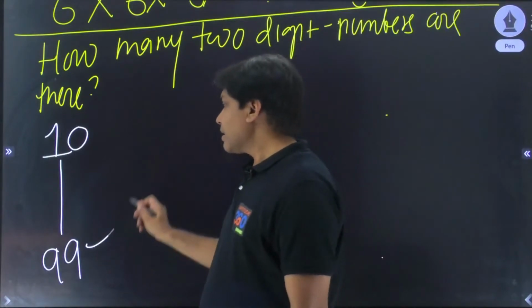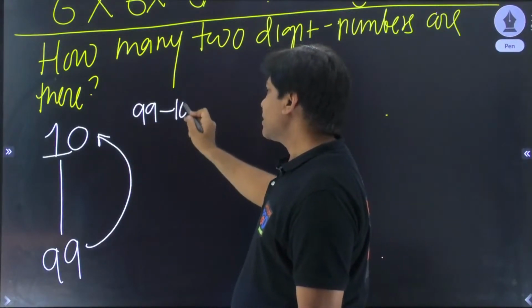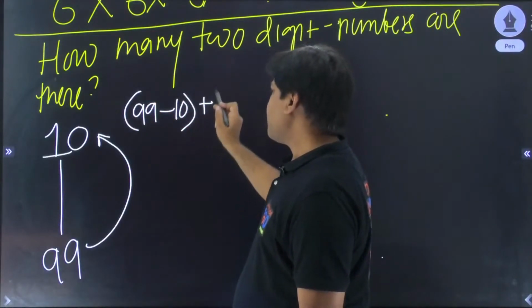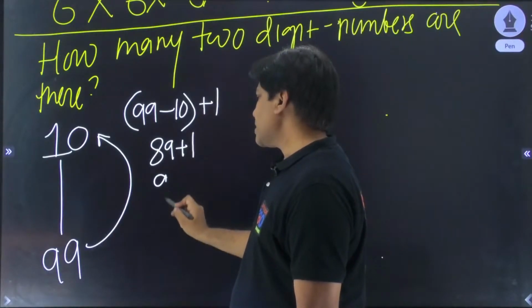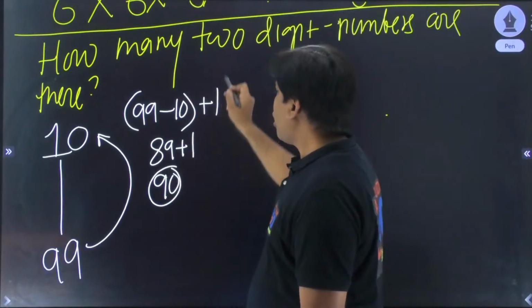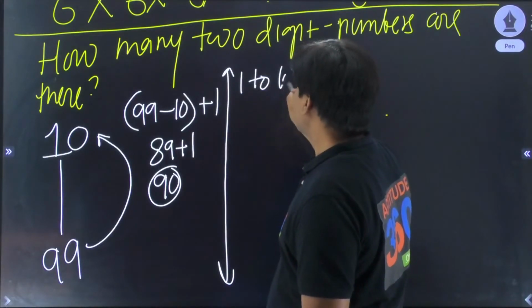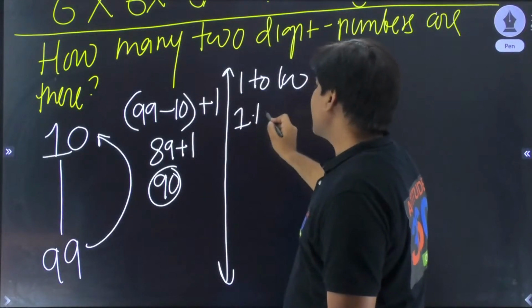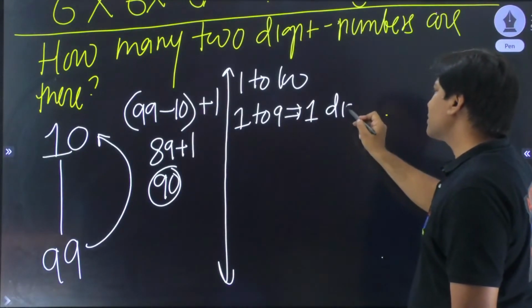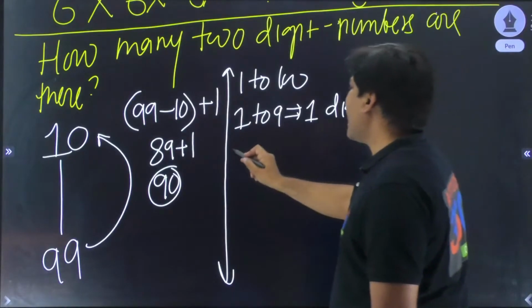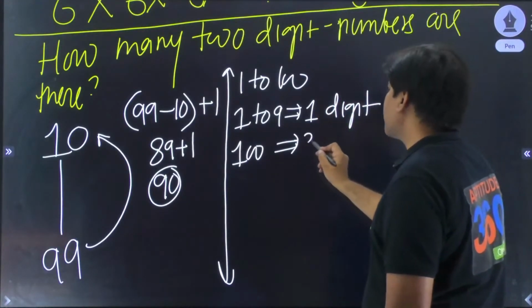One method is, you tell me, 99 minus 10 plus 1. Why plus 1? Because you want to include both of the numbers, which is 90. Or what is another way? From 1 to 100, 1 to 9, they are 1-digit numbers, isn't it? 1-digit numbers. And 100 itself is a 3-digit number.